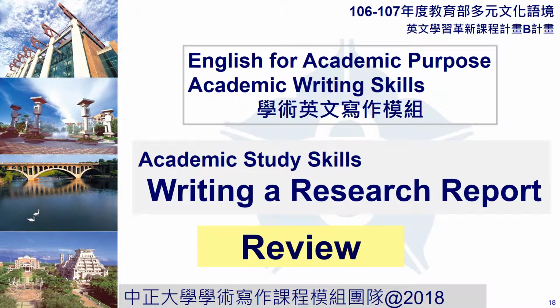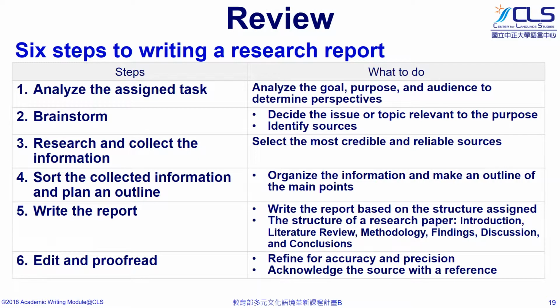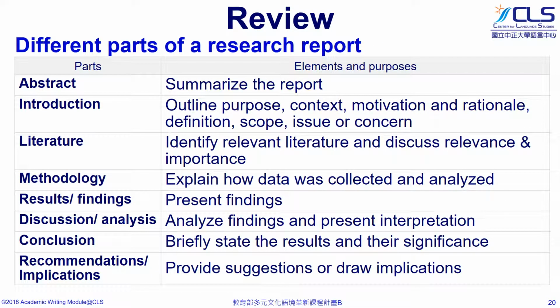Now let's quickly review what we have learned. Here are the 6 steps to writing a research report. Analyze the assigned task. Brainstorm. Research and collect information. Sort the collected information and plan an outline. Write a report. And finally, edit and proofread. And here are different parts of a research report. We summarize the report in abstract, and then we include introduction, literature, methodology, results, discussion, and finally conclusion and recommendations.